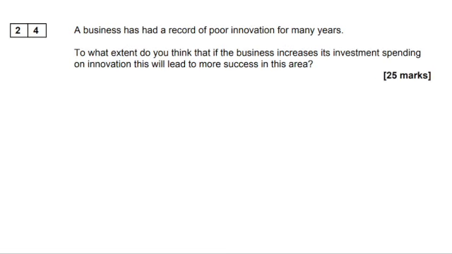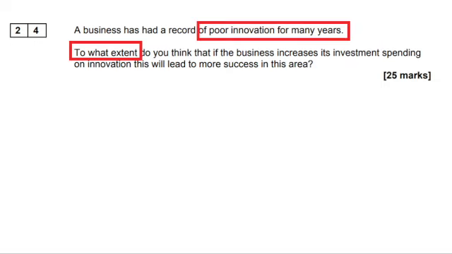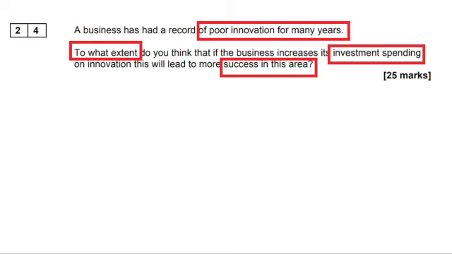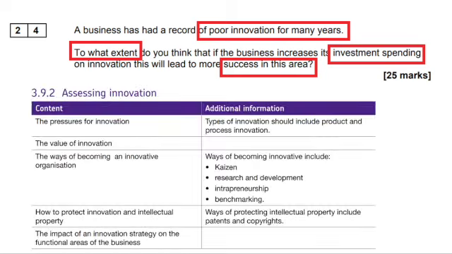Now I've picked a question from the 2017 paper, and the command term is 'to what extent'. So again, clearly a decision is needed within your evaluation. The context is a business with a record of poor innovation, and the focus is investment spending, but of course on innovation. So clearly, if you are picking this question, you should have excellent knowledge of 3.9.2.